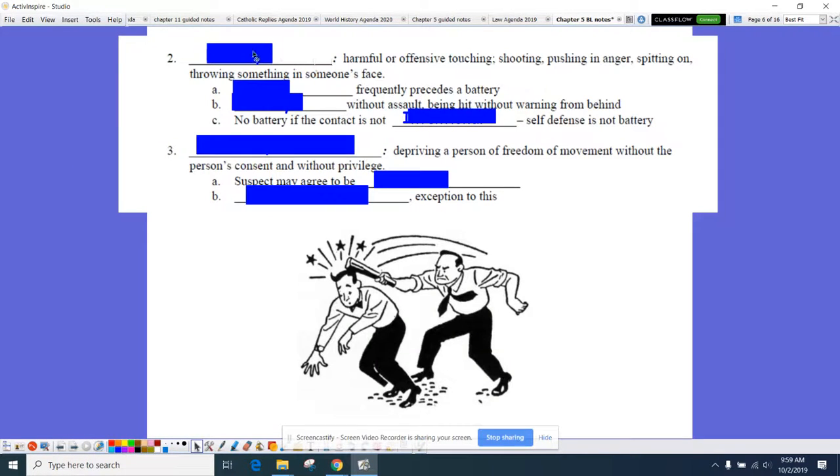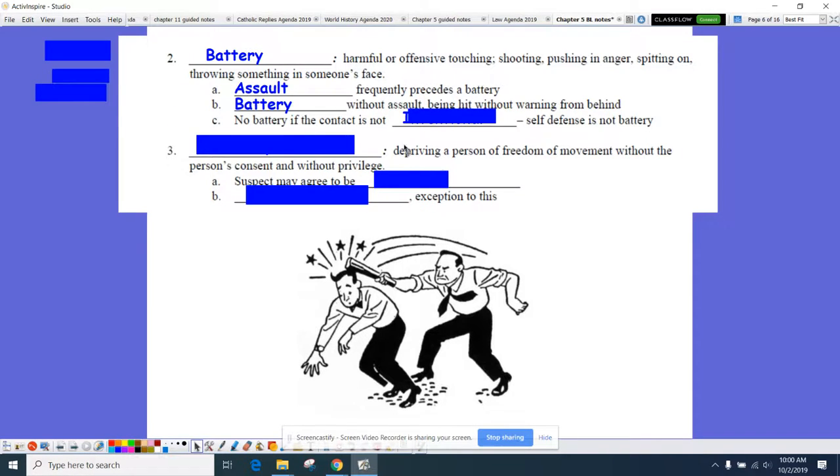Aside from assault, there's also battery, which in many cases usually goes with assault. This is actually the harmful and offensive touching. This includes things like shooting someone, pushing someone in anger, spitting on them, throwing something in their face. All of that would be considered battery because you're touching them and laying on hands. Normally, in most situations, an assault will precede a battery.